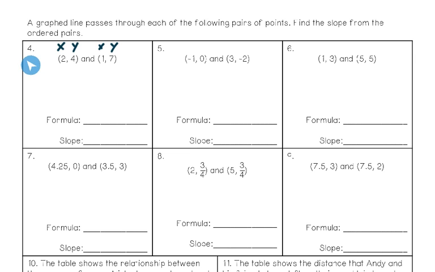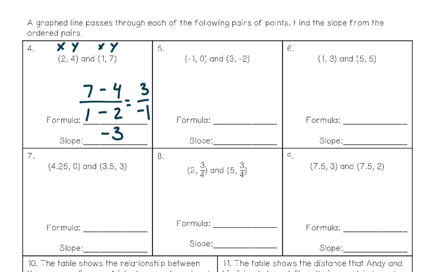All right, try number 4 all by yourself. This time you don't have a graph or a table. It's just 2 points, but you're still going to use the slope formula. Pause the video now to try that, and then press play when you're ready to check. If you got 3 over negative 1, you can reduce that to just negative 3, because a positive divided by a negative is negative.